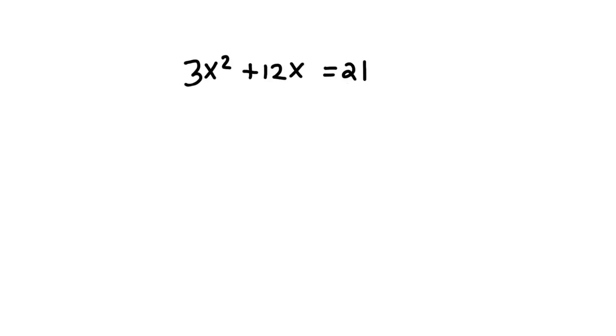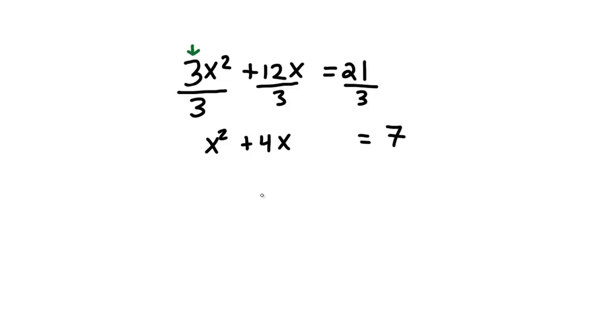Alright, let's take a look at an example where the coefficient of x squared is not a 1. So if we look at this, we have a 3 for the coefficient of x squared. So what we have to do is divide everything by 3, whatever that coefficient is. Divide that by 3 and the 21 by 3. So now we end up with x squared plus 4x, and then we'll leave some room here, and that's equal to 7 on the right hand side.